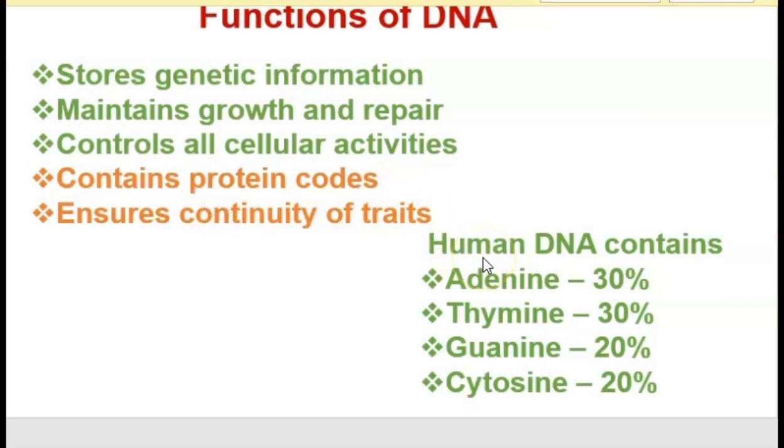A nitrogenous base, which you have been told about in class, and then there are proportions of it. So in every human being, the human DNA contains adenine 30%, thymine 30%, guanine 20%, cytosine 20%.